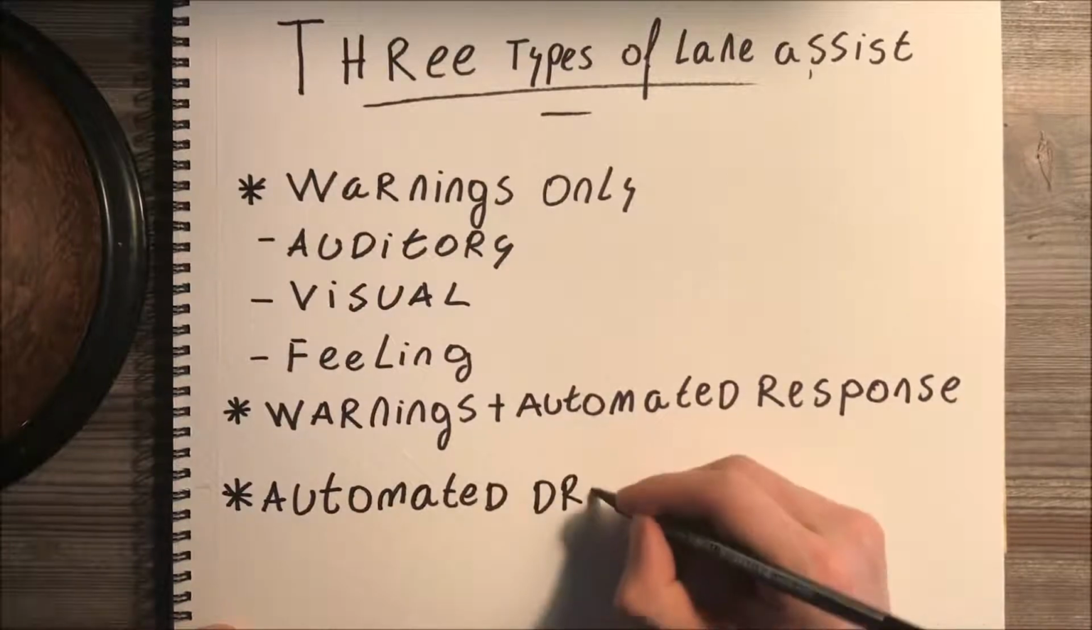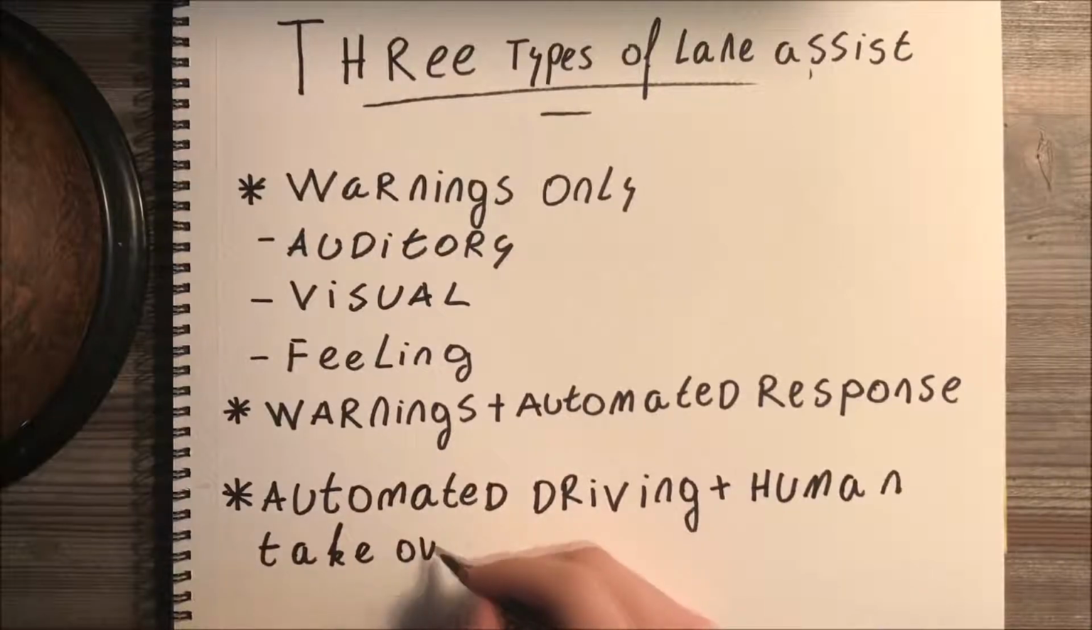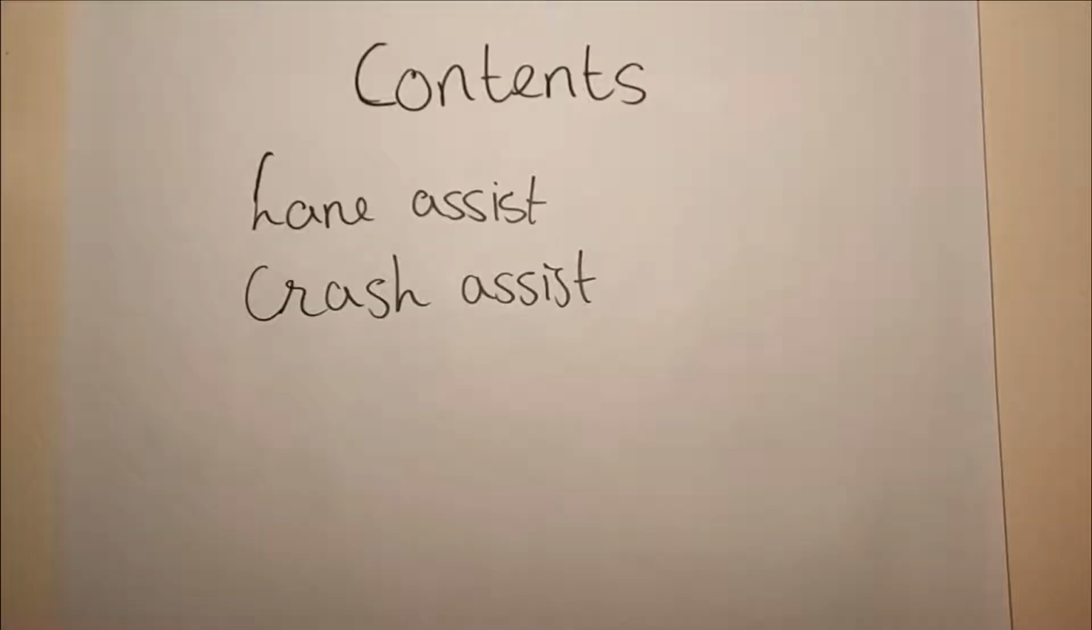In conclusion, there are three different types of lane assist systems with three different types of warning systems. And for the second subject we will be talking about crash prevention.